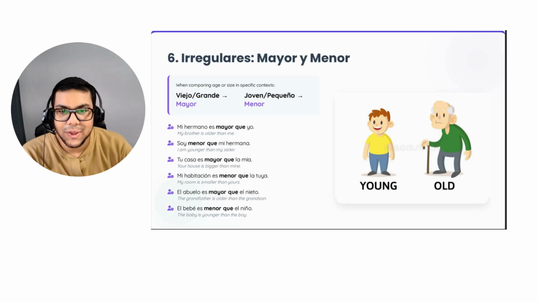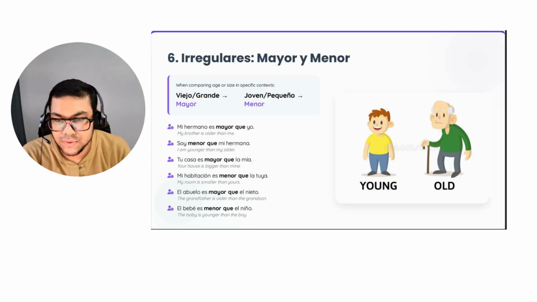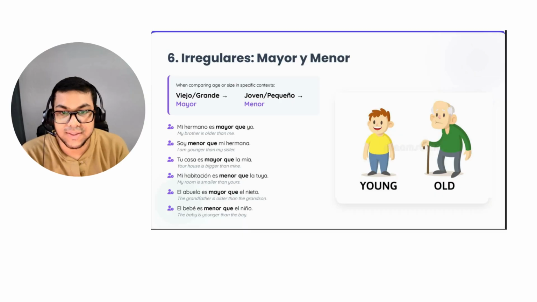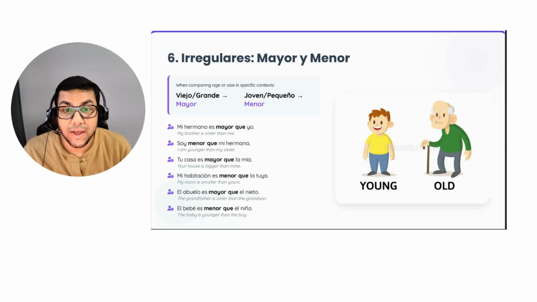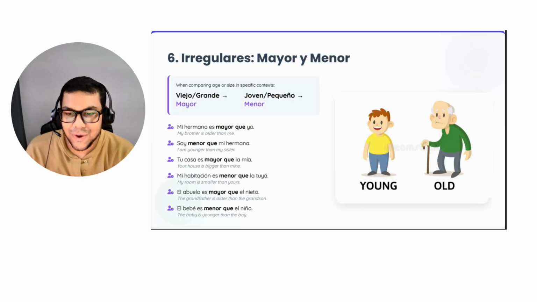Now we have mayor y menor, and this is used with mostly people. So here you're going to see, for example, mi hermano es mayor que yo. My brother is older than me. Soy menor que mi hermana. I am younger than my sister. But now you're seeing tu casa es mayor que la mía. Your house is bigger than mine.